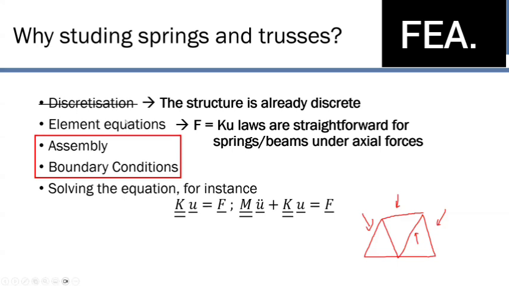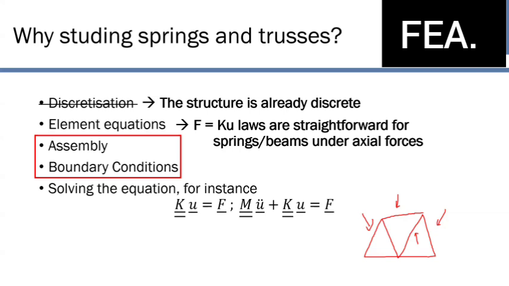And when it comes to our element equations, how our stiffness matrix looks, how our F = Ku laws look, they're pretty straightforward for beams under axial forces. So straight beams, vertical beams, even diagonal beams, if they're at simple angles, it's pretty easy for us to set up something like this. So when it comes to springs and trusses, the elements are very clearly discrete, so it's pretty intuitive to work with them.